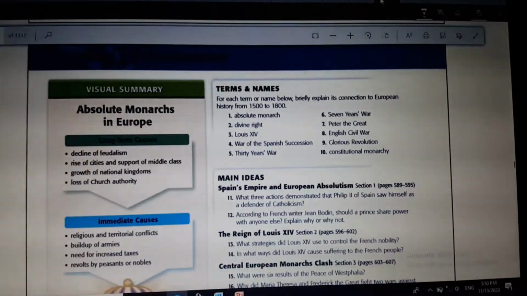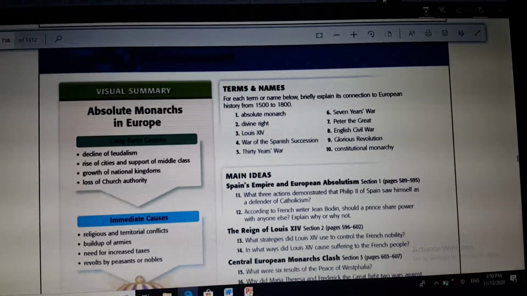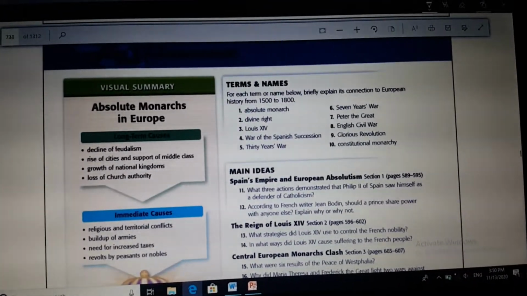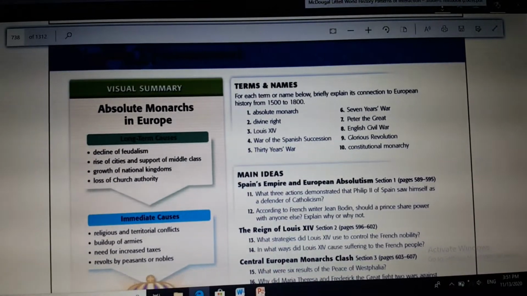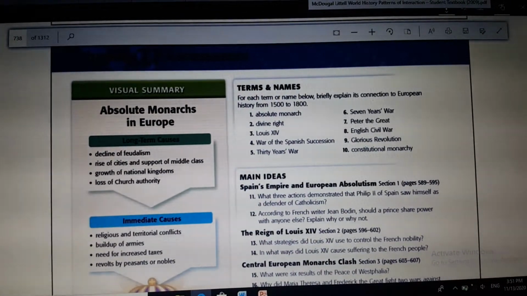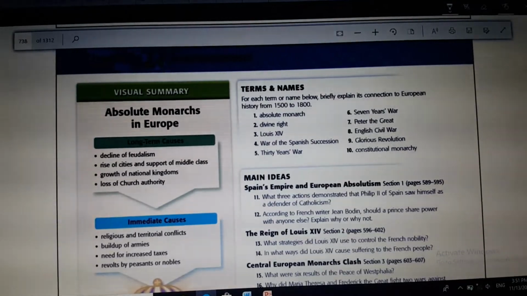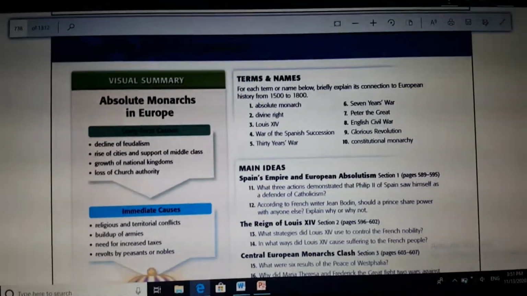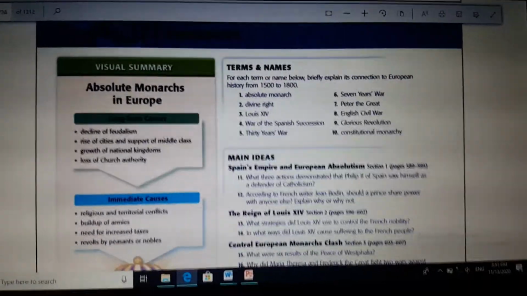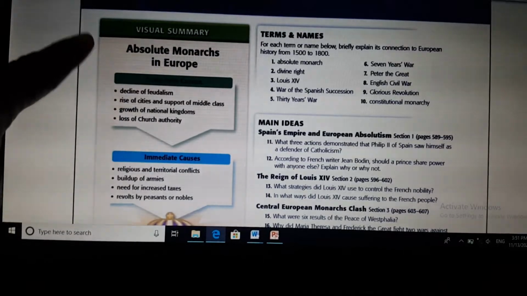I'm covering this Chapter 21 assessment section of your book, McDougal Littell's World History: Patterns of Interaction. This is the student textbook, 2009. And I'll read it in English and start with the left. This visual summary: absolute monarchs in Europe.